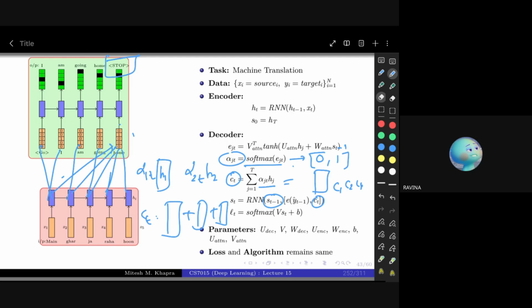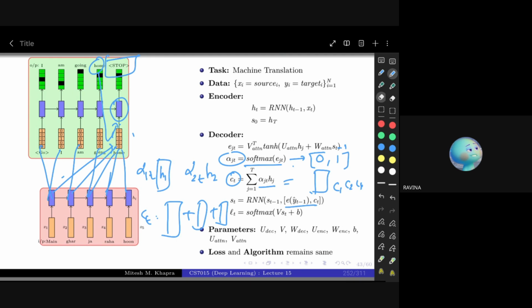And the rest of the things is same: you have the RNN, you pass S_{t-1}. So this is the prediction from the previous one. For example, "home" we are sending here, right? So this "home" and the context vector, I'll concatenate them and pass through the RNN. This is this blue RNN, and it will give me the final S_t.